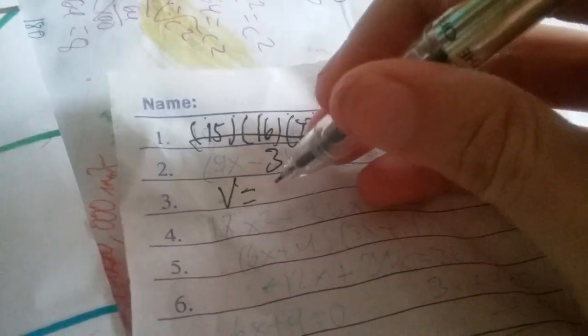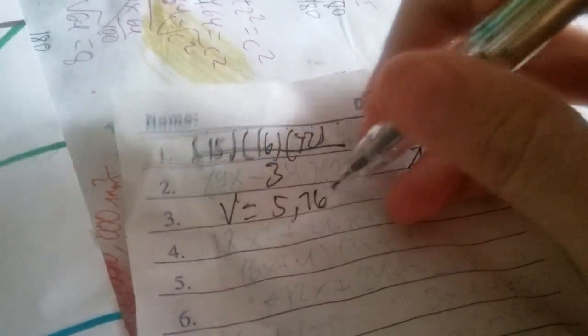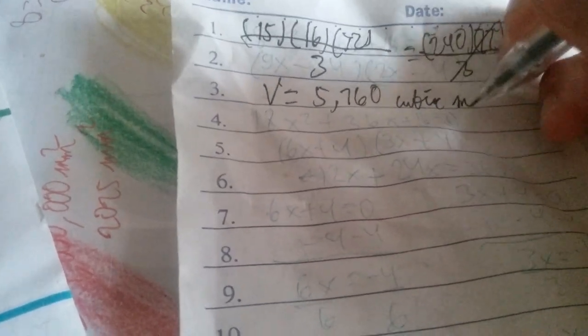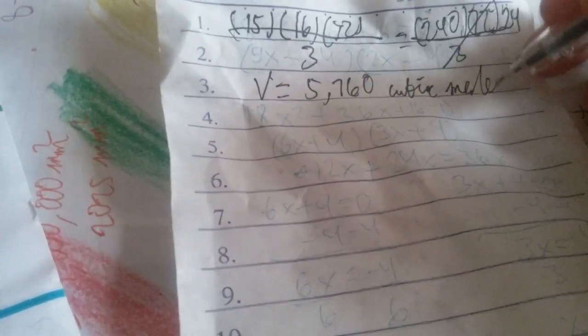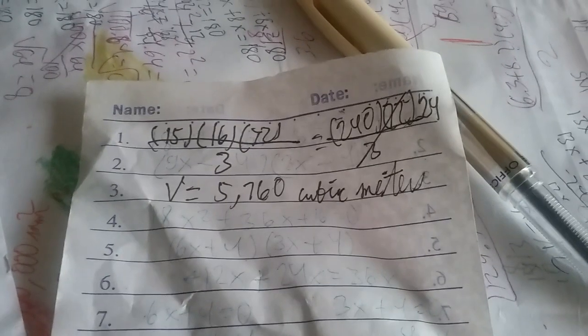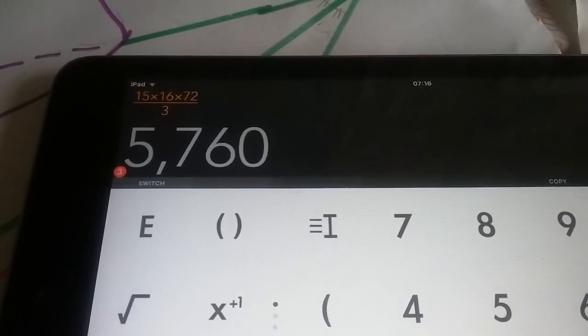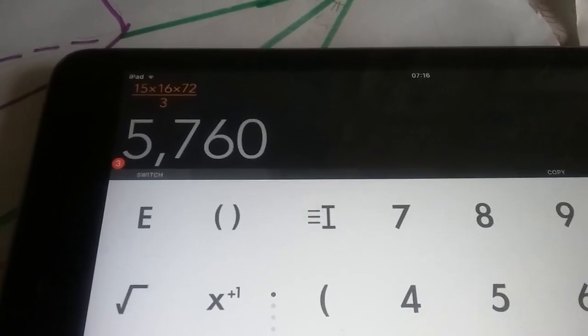So the volume is 5,760 cubic meters. Sorry if you can't see that word. Alright? Cubic meters. Just like that. So tama nga, even if I were to check the calculator, that's the answer, okay?